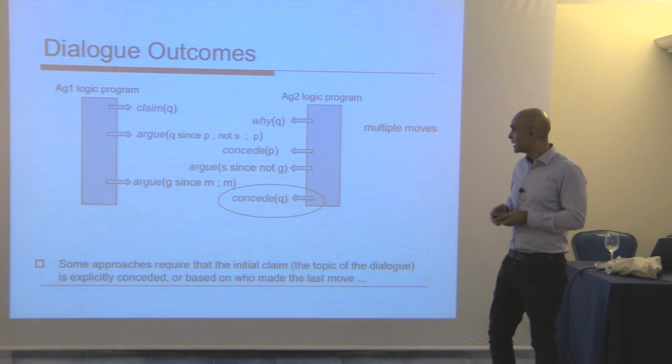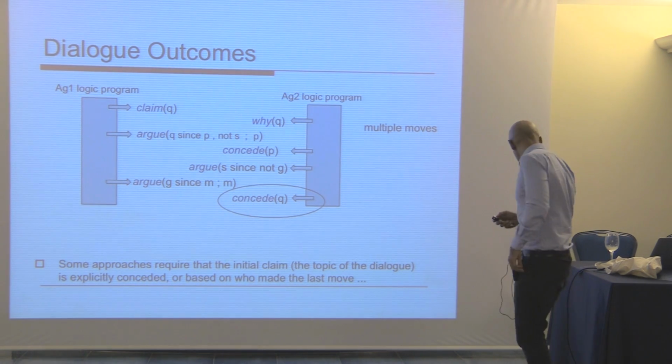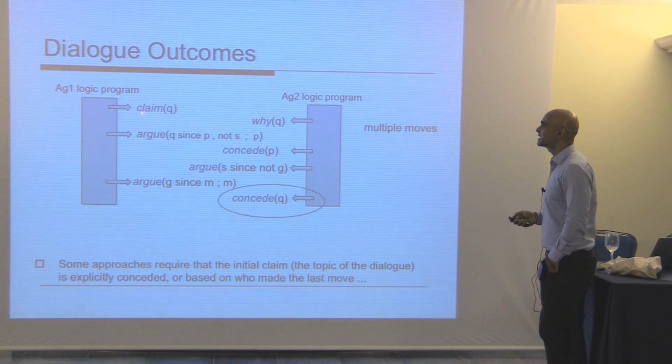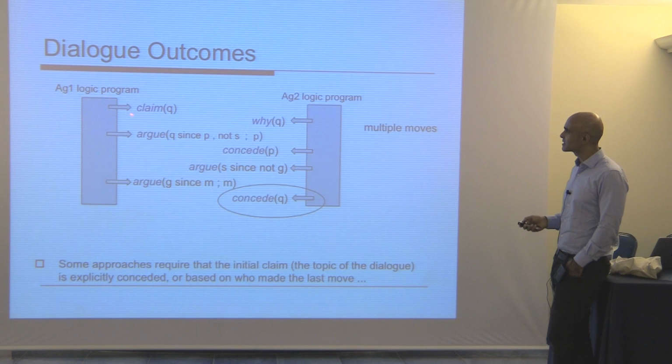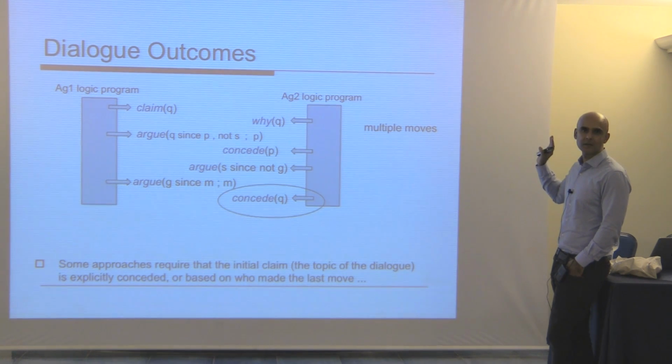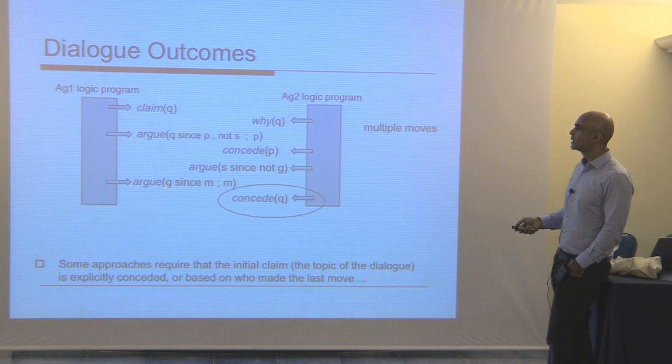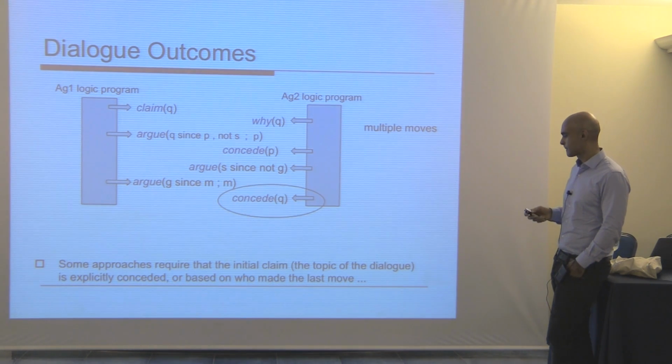One approach requires that the initial claim is explicitly conceded. So here's this dialogue. Remember this dialogue. Agent 1 claims Q. There are some locutions in the dialogue, and at some point, Agent 2 says, okay, I concede. Q is true. You've persuaded me. I've tried to argue against your argument. You've given an argument countering my argument. I can't say any more. I can't counter what you've argued, so I concede. That's one way. Some people model dialogue outcomes in this way.